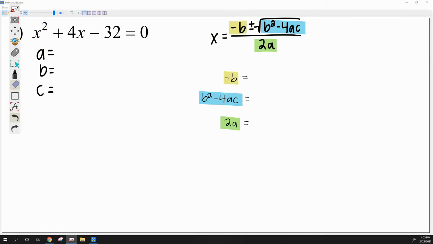What is A? 1. What is B? And what is C? We're taking those and we're going to fill them in over here for the 3 parts of your quadratic formula. So go ahead and write the 3 parts of your quadratic formula. Hopefully this is on your note card too, so you can see it.